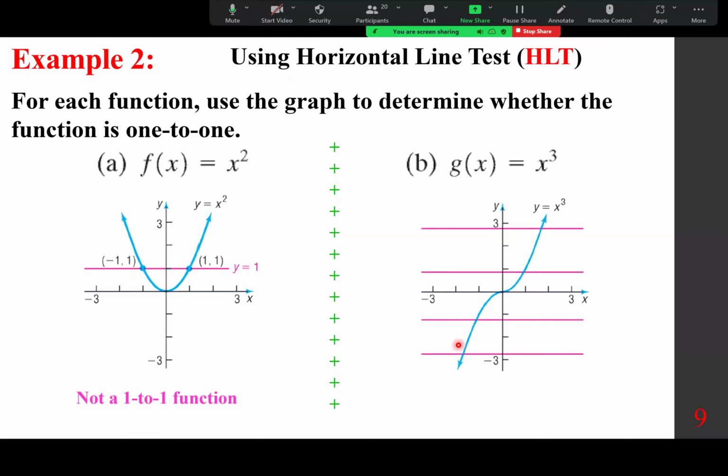y equals x cubed looks like that. There is no way to draw any horizontal line that crosses the graph more than once, and by the way, this is monotonic, it's completely increasing all the time. So that makes it a one-to-one function.